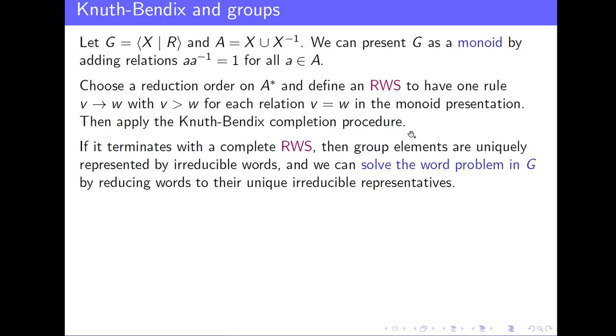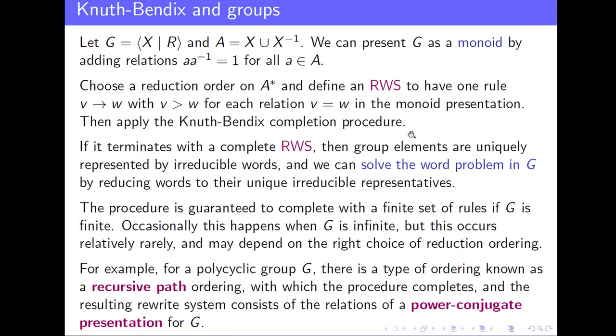Then we can run the Knuth-Bendix completion, and what we can say is, if it terminates with a finite complete RWS, then we can use it to solve the word problem. That's another lemma, but not a very difficult lemma, because it means that once it's complete, the group elements have unique irreducible representatives. So to solve the word problem, you reduce your two words you're trying to compare and see if they get to the same result. If they do, they're the same group element. If they don't, they're not.